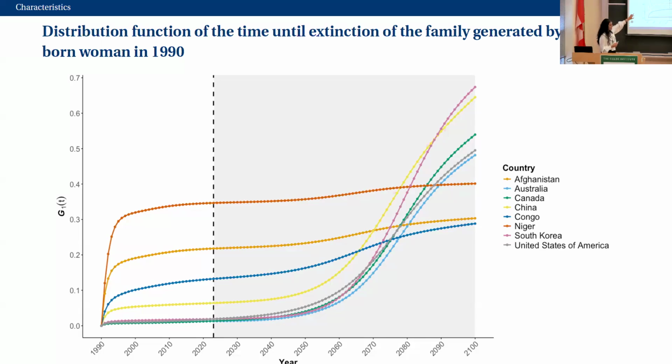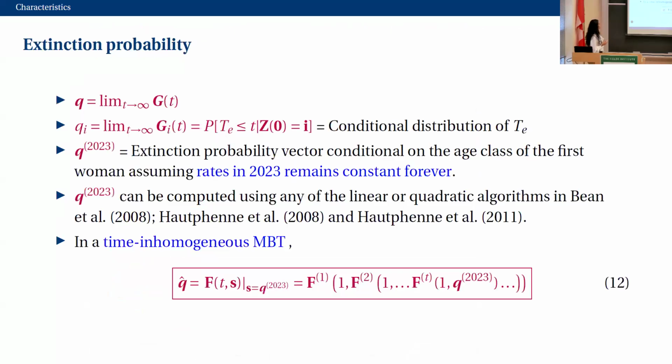On the other hand, if you look at Niger, Afghanistan, and Congo, the values have changed slightly, but the pattern remains pretty much the same. Finally, we are going to approximate extinction probability. So I defined what Q was earlier, but Q actually is the limit of G_t. Sorry, in the interest of time, I think I'm going to just rush this slide.